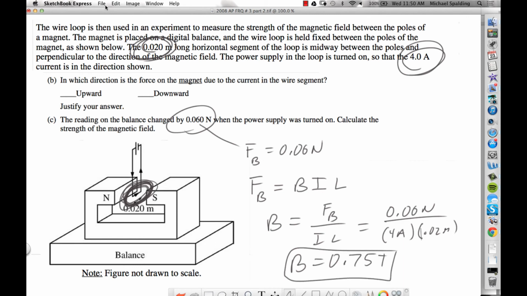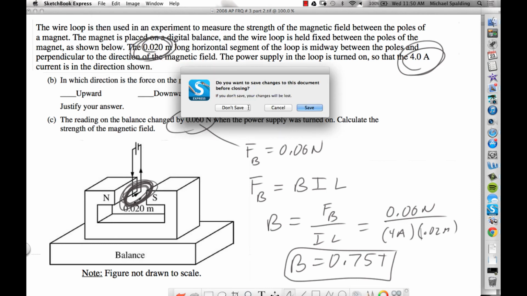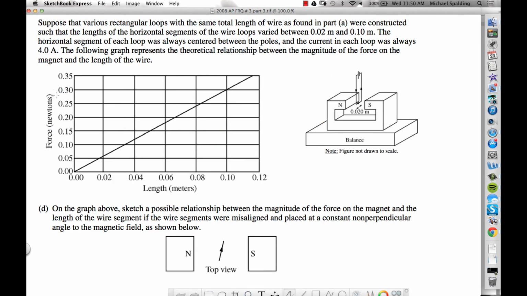All right, next one. Okay, so here, check this out, dude. So here's the situation. Again, they're talking about the force on the wire. F equals BIL. And what they did is they made a graph like this. Force on the Y, length on the X. And look, I just want to point something out.